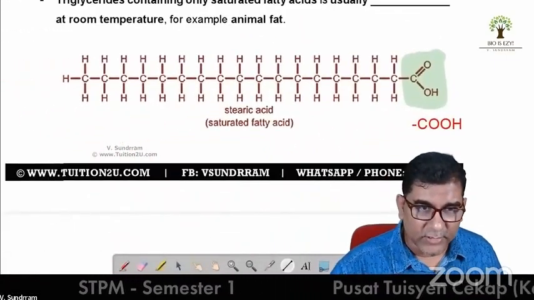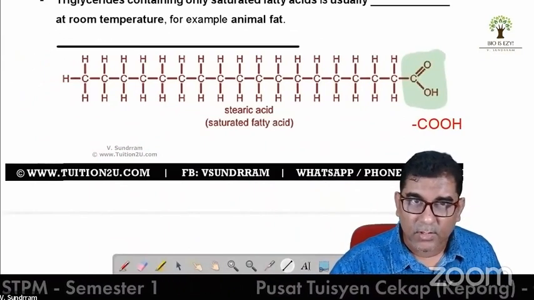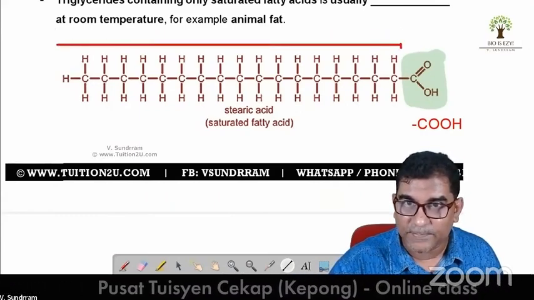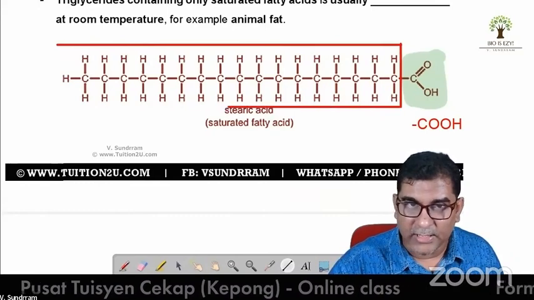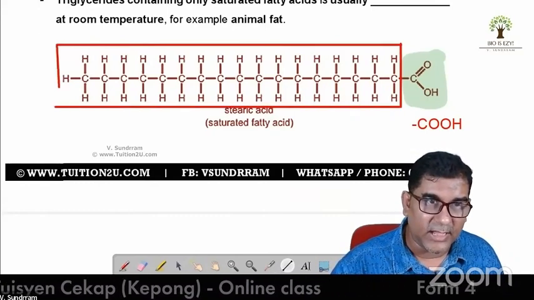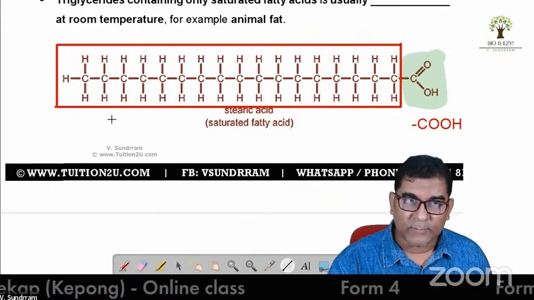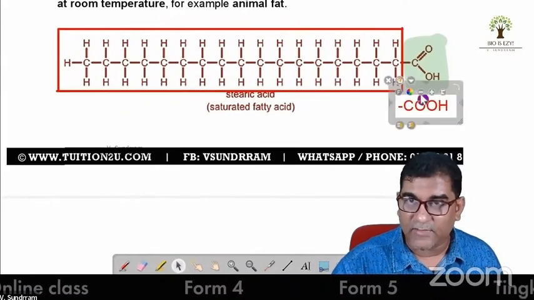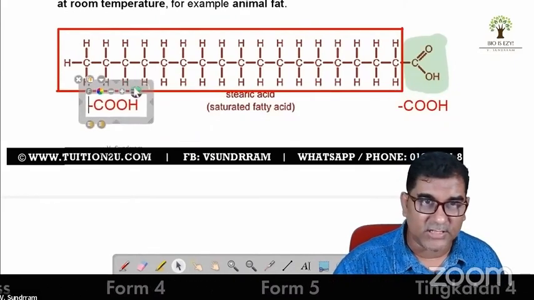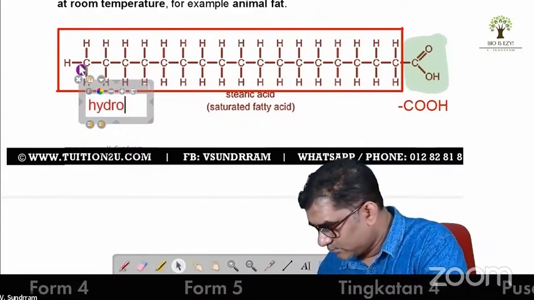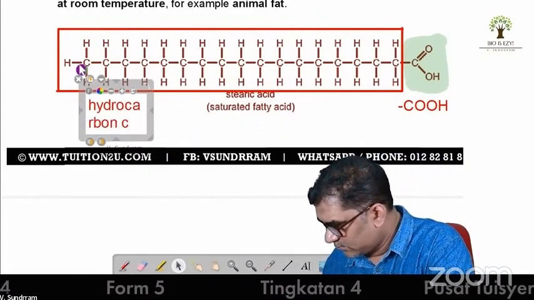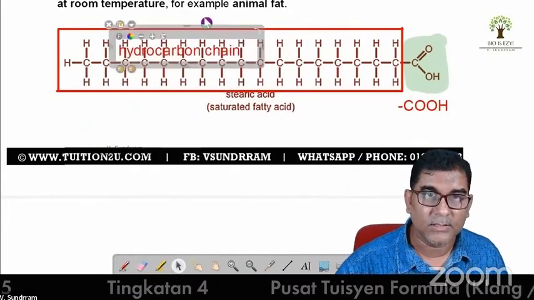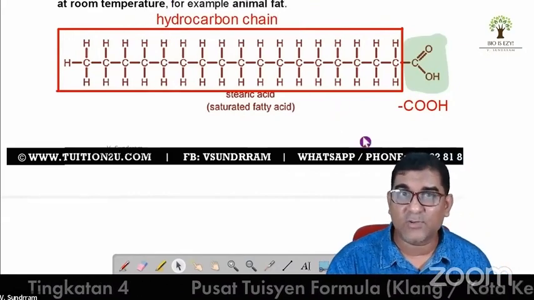If you note, if I were to draw from here all the way until here, you only have hydrogen and carbon. The one I put in the red box, you only have hydrogen and carbon. Because they only have hydrogen and carbon, this is known as the hydrocarbon chain. The one I put in the red box is the hydrocarbon chain.